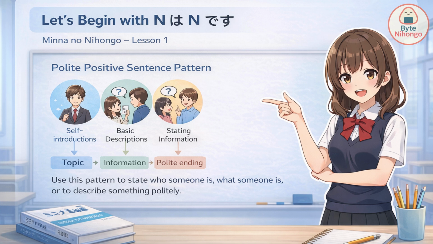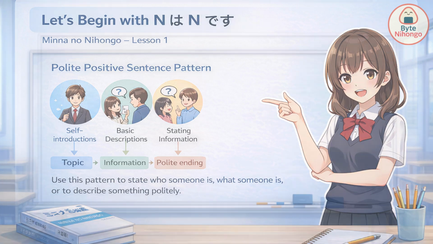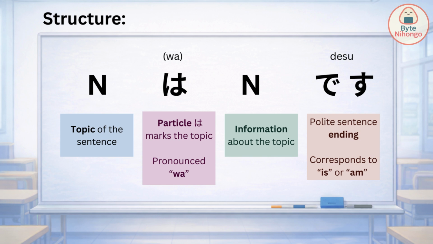The first pattern is N wa N desu. This pattern is used to state information politely. You use it when you want to say who someone is, or what something is. It is commonly used in self-introductions and in basic descriptions. Now, let us understand the structure of this pattern carefully. The first N is the topic of the sentence. After that comes the particle wa, then comes another noun, which gives information about the topic. And finally, the sentence ends with desu.